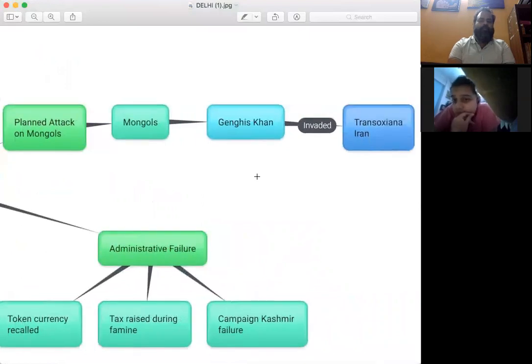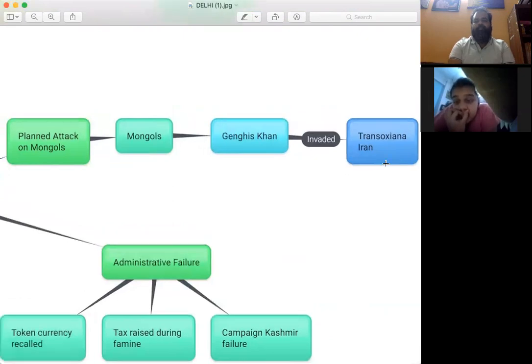Now about the Mongols, one thing we should know is that the leader of the Mongols during that time was Genghis Khan. And he invaded Iran. That thing we should know. Transoxiana is a place in Iran, probably. So this is the region where he invaded Iran.